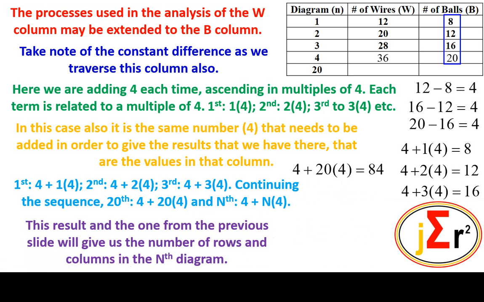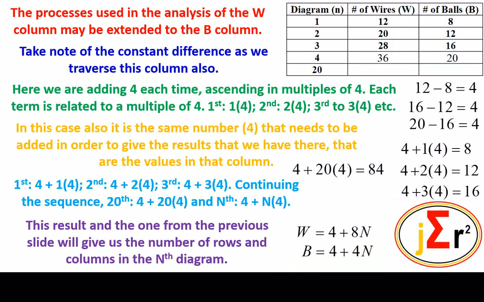This result and the one from the previous slide will give us the number of rows and columns in the nth diagram. So one will be 4 plus 8n and the other 4 plus 4n, as we have it right here for the number of balls in the nth diagram.